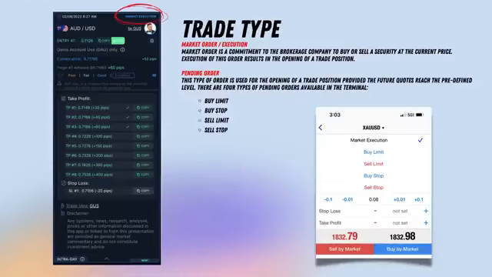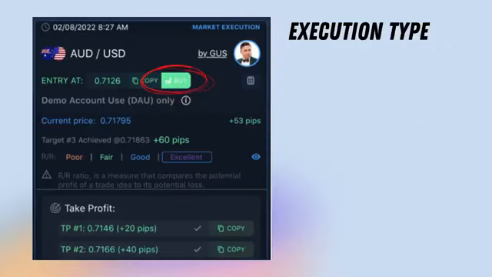Next, you want to go ahead and identify the trade type. So this, for example, is a market execution. So you will always see this on the top right of your trade idea above the educator. The next thing you want to look at is what kind of execution is this? Is this a buy order or a sell order?